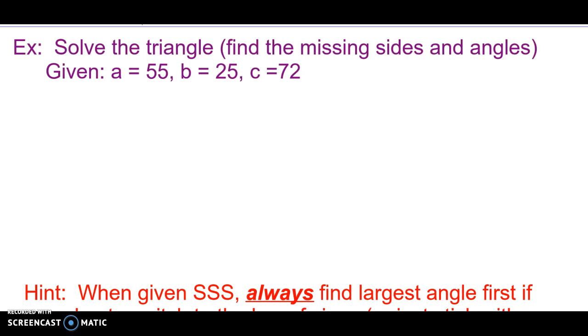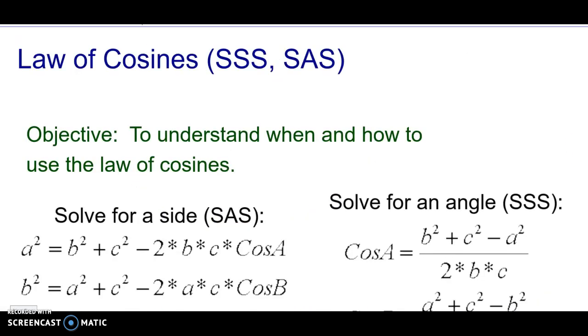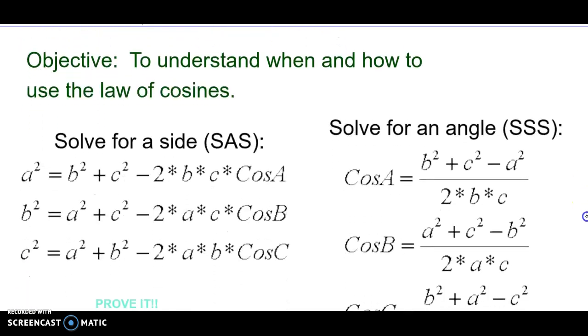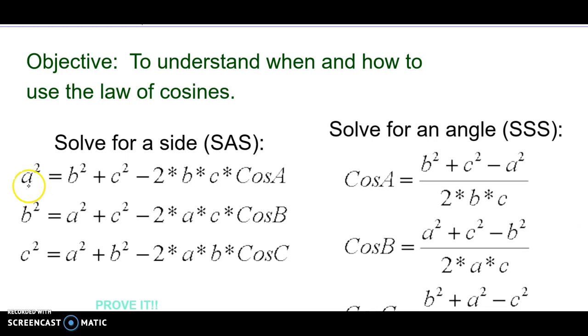So, let's practice solving triangles using law of cosines. First, we got to talk about law of cosines. So, here is the law of cosines. Okay, so we have a squared equals b squared plus c squared minus 2bc cosine of A. So notice that whatever side that we are squaring over here, we have the cosine of that angle.